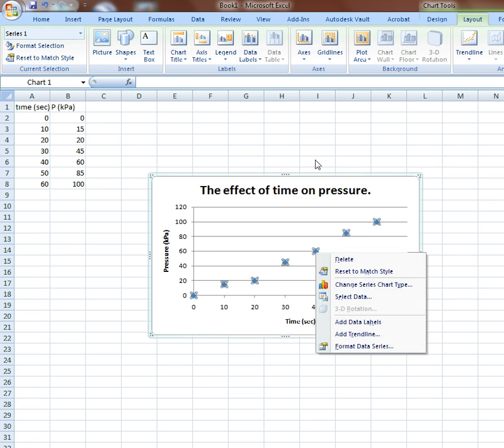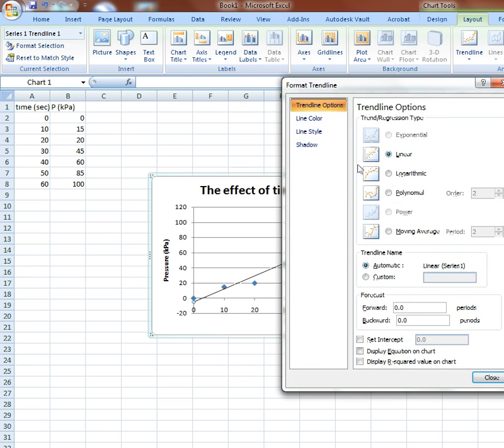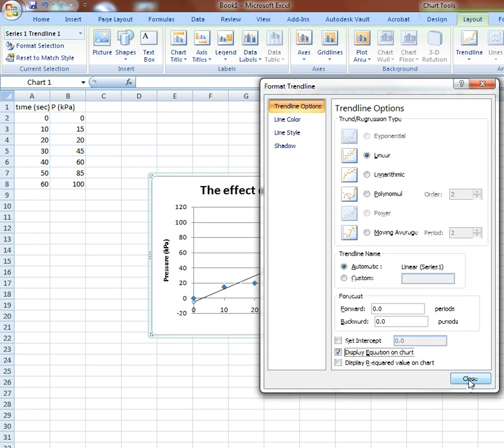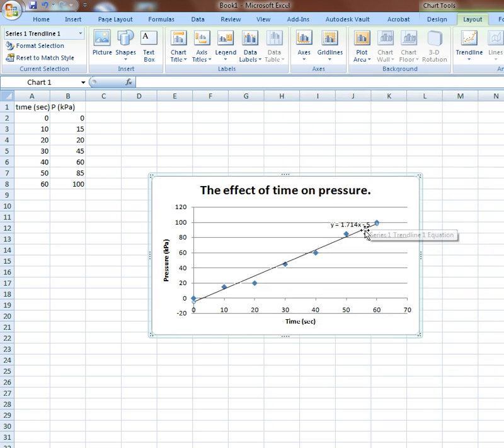And you're going to right-click on any one of the dots. And you'll get this pop-up. You want to add a trend line. You get a lot of questions. You always want your trend line to be linear in this class. And what you're going to do is you're going to display the equation on the chart. So make sure you display your equation on the chart. Close it, and there's your equation.